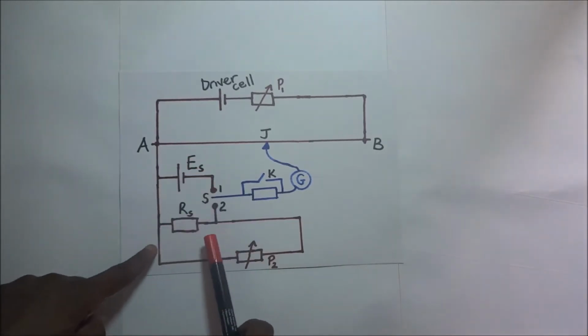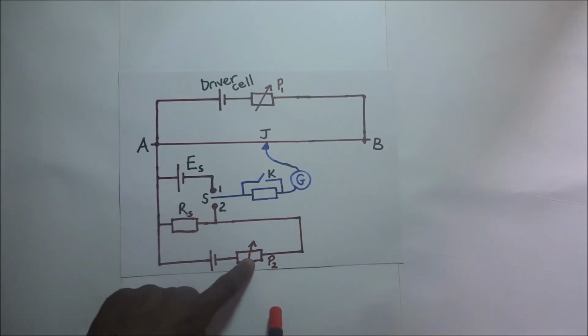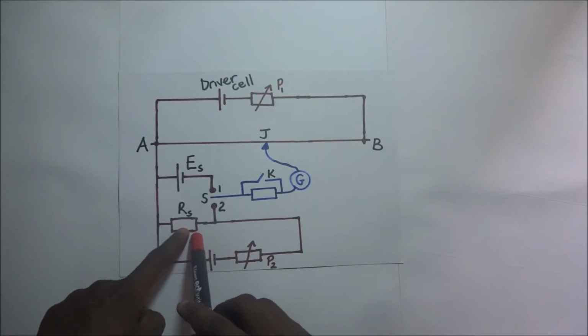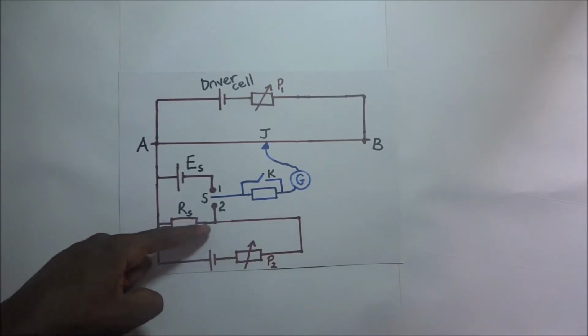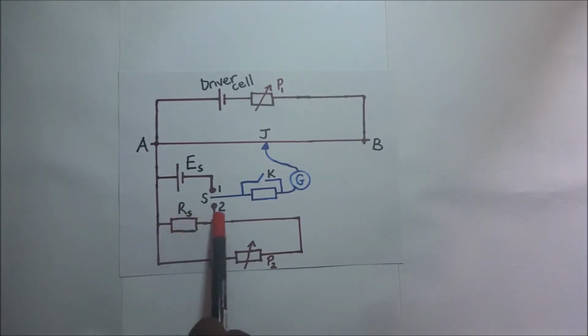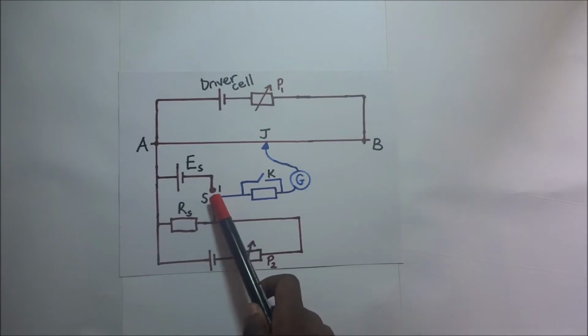And we have this other circuit down here that contains a variable resistor, a cell, and a resistor Rs, and we need to find out the amount of current that is flowing through this Rs. Of course, we have switch S here, which can either be connected to position 1 or position 2.